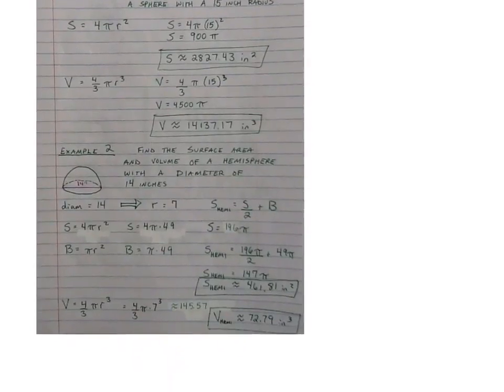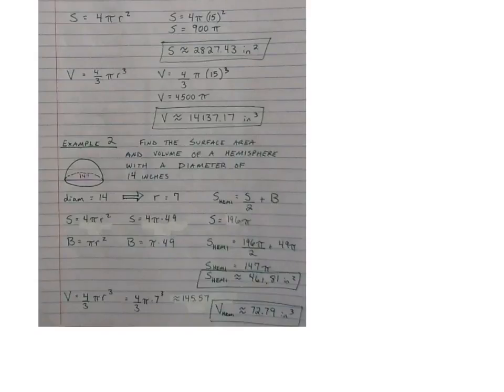Going to the volume, it's an easier calculation. You just find the volume of the sphere, which is 4/3 pi r cubed, or 4/3 pi times 7 cubed, which is roughly 1,436.76 inches to the third. And we cut that in half because a hemisphere is half of that, 718.38 inches cubed.